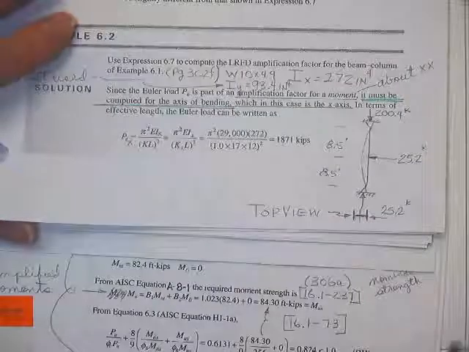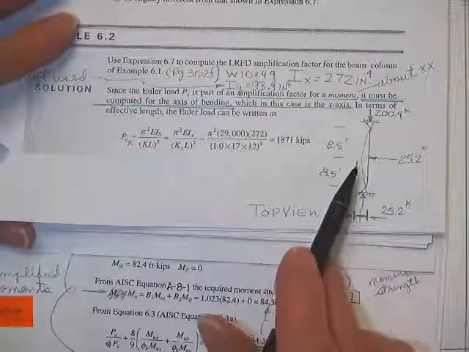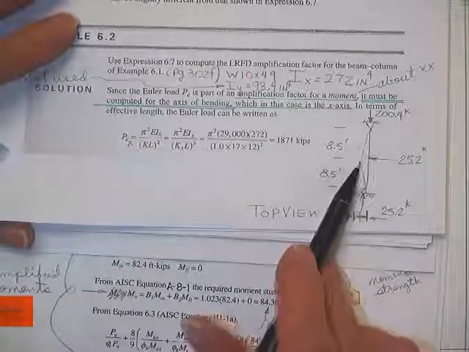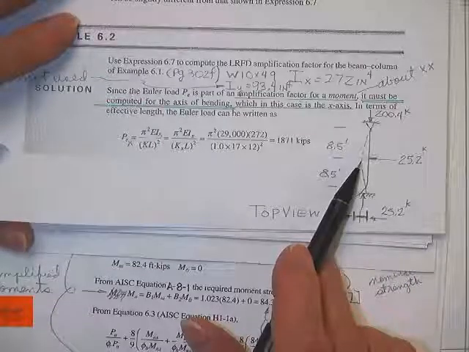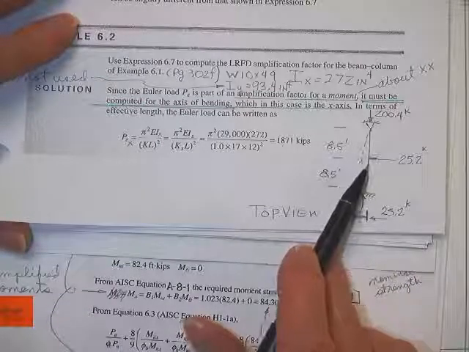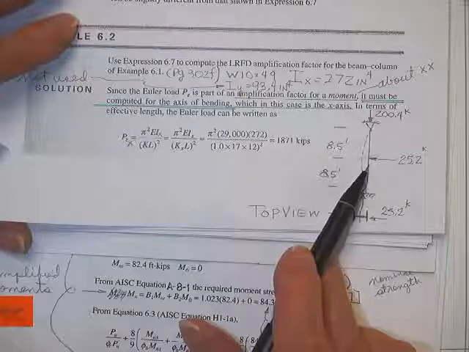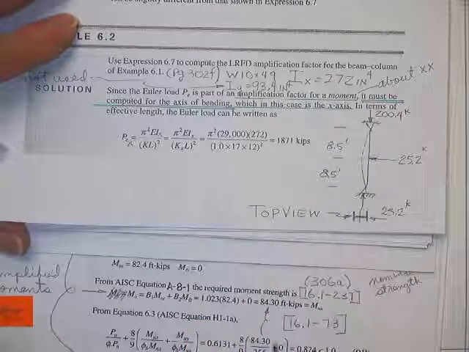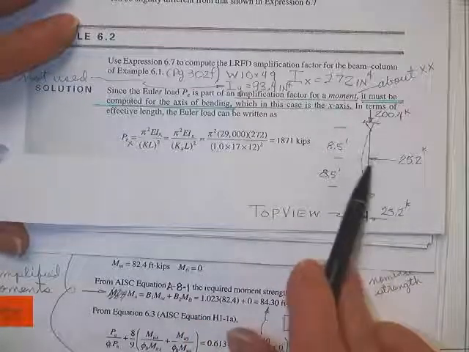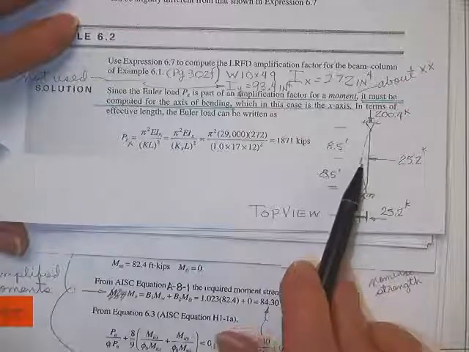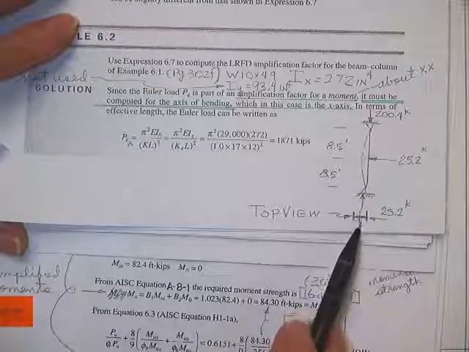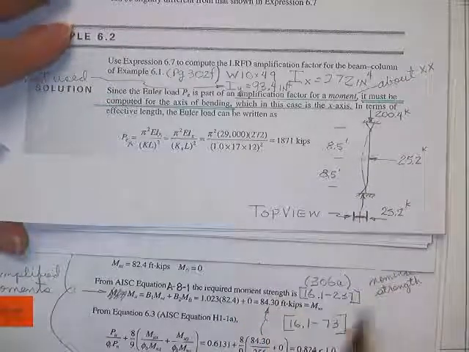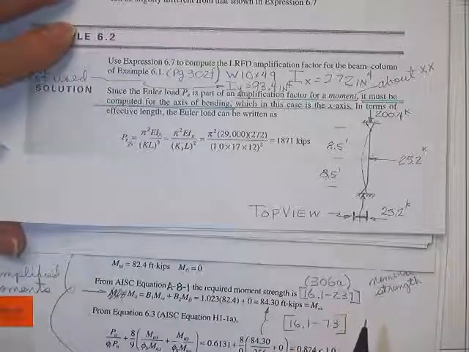This is Euler's opinion about how much load it would take to buckle the beam about the strong axis. The fact that there's a lower load that would probably already buckle it about the weak axis isn't my problem. My problem is because the load came like this, it deflected it about the strong axis, thank you.